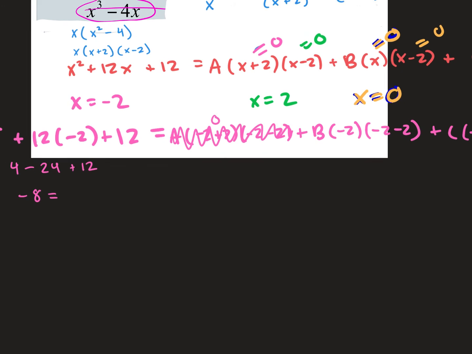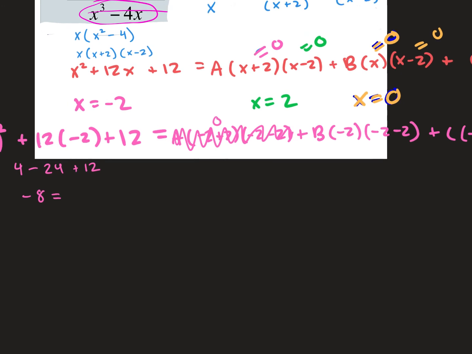All right, so then moving on to the B part, I have B times -2. -2 minus 2 is -4. So -2 times -4 would be +8. So this is 8B.